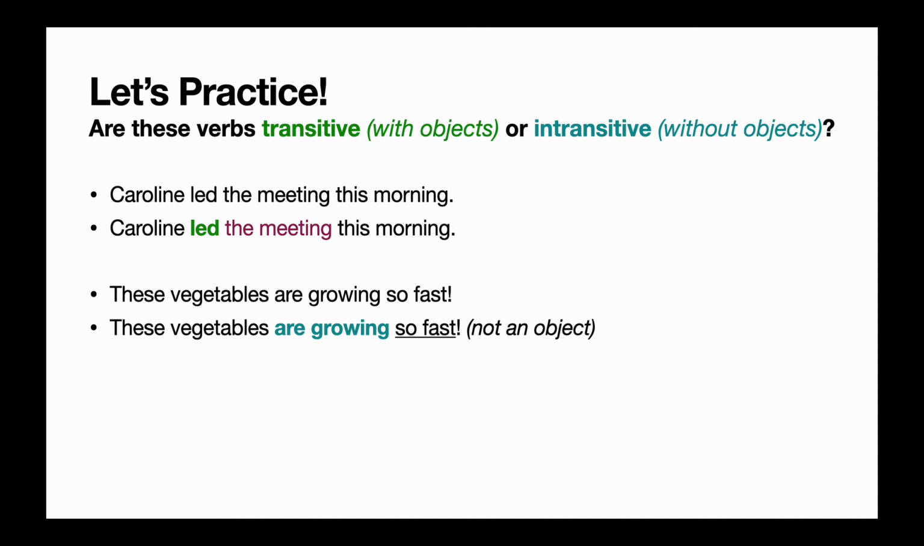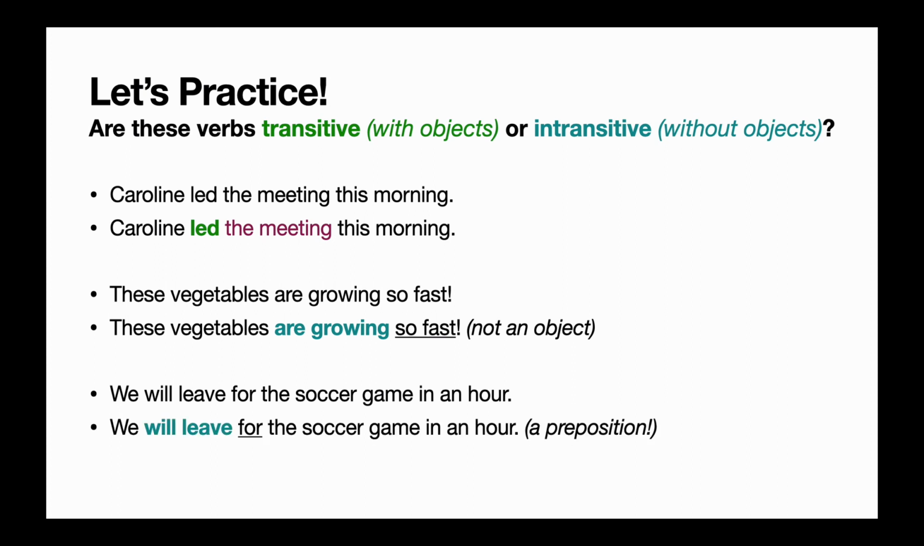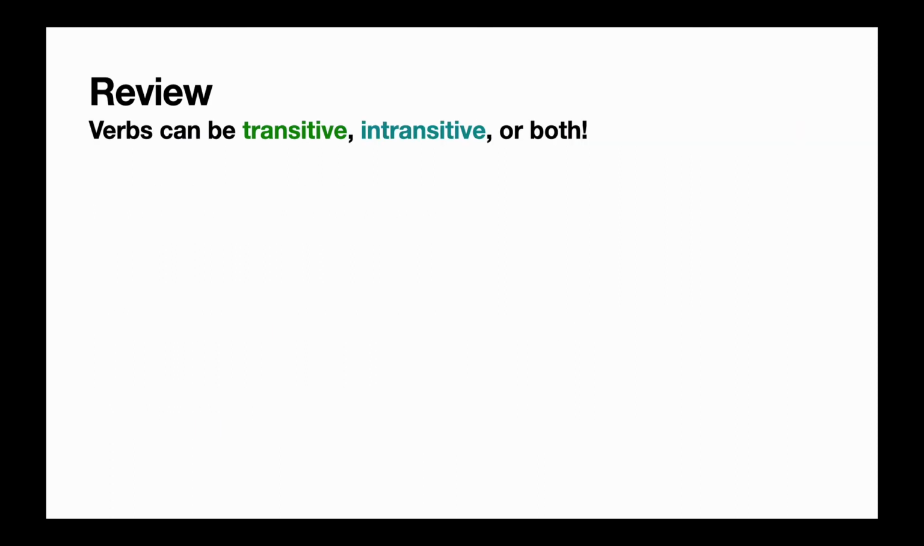We will leave for the soccer game in an hour. So where's our verb? Here our verb also has a helping verb. It's will leave. And after will leave, we have a preposition, for. So this is, again, not a transitive verb. It's intransitive.